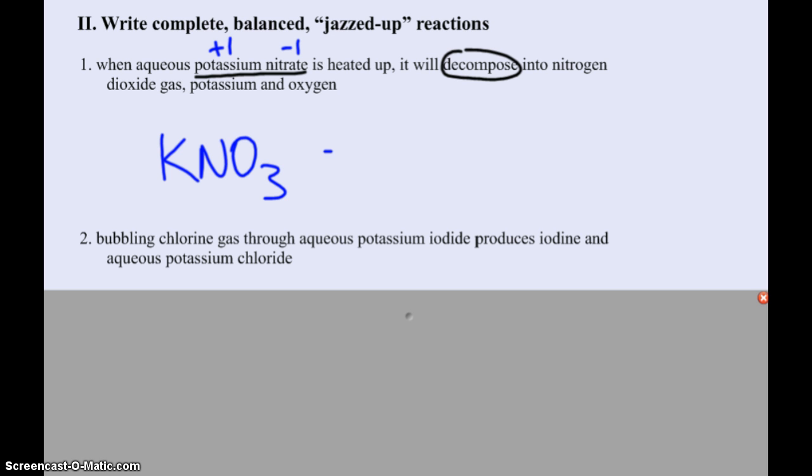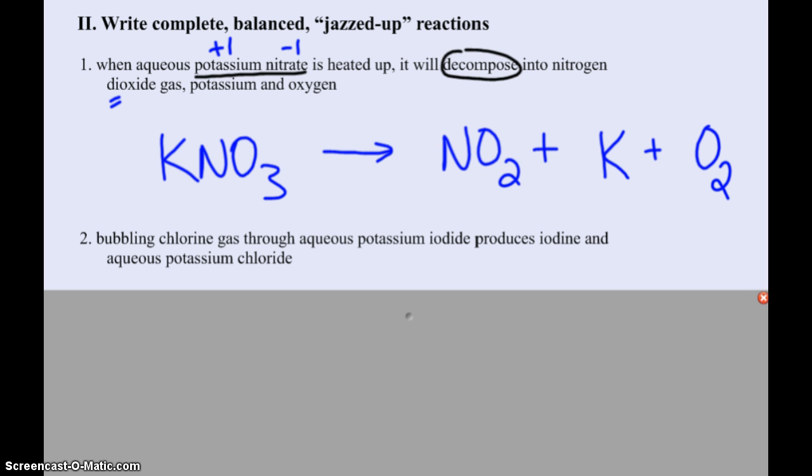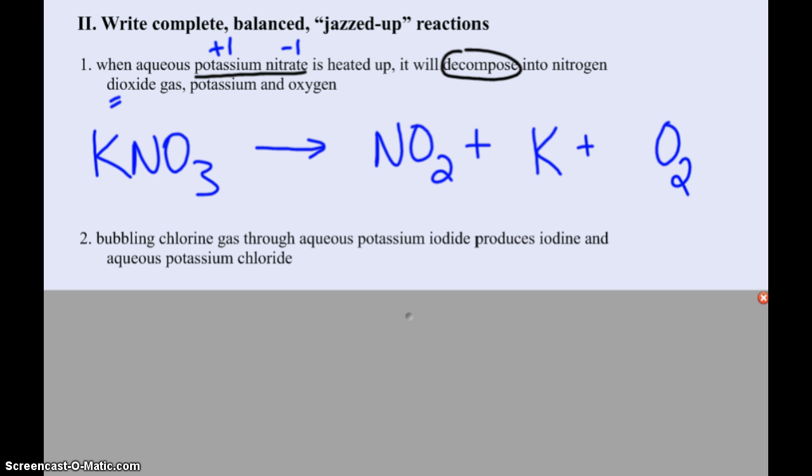It is decomposing into nitrogen dioxide, di means 2, nitrogen dioxide, potassium, which is just K, and oxygen. Oxygen, of course, part of Hofbrinkel, so I have to put an O2. Since oxygen is part of Hofbrinkel, it's a diatomic, so that's why I have O2. All right, so there's my skeleton equation, proper formulas. I need to balance now.